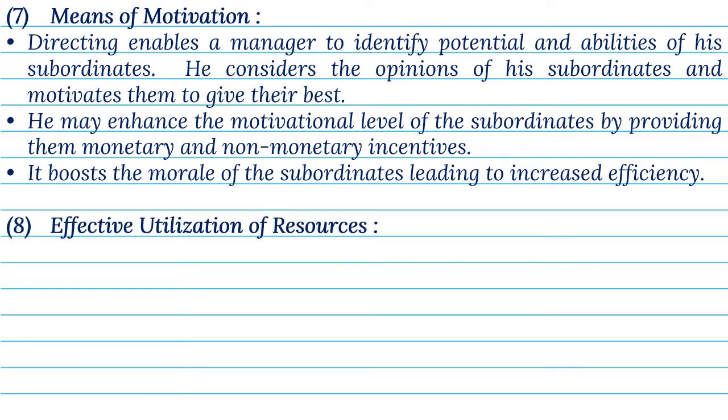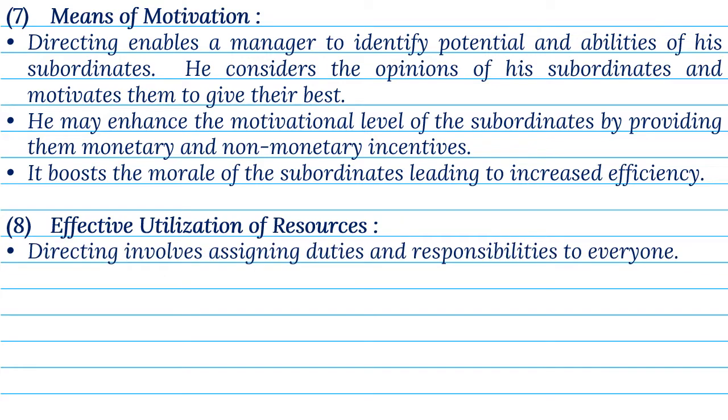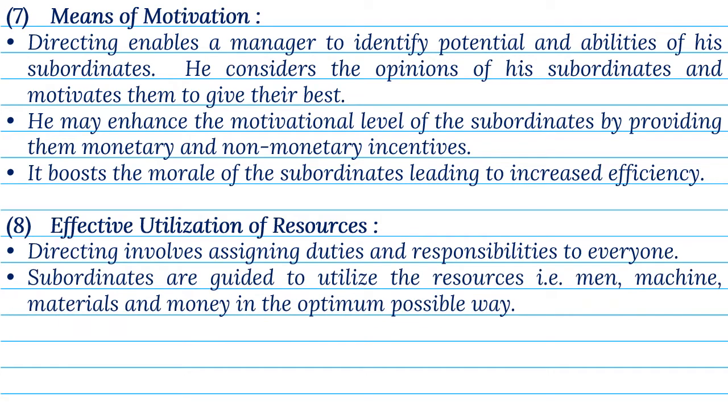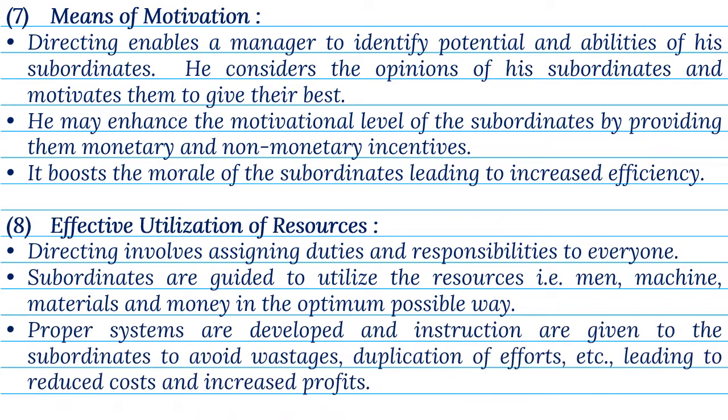8. Effective utilization of resources. Directing involves assigning duties and responsibilities to everyone. Subordinates are guided to utilize the resources, that is, men, machine, materials, and money, in the optimum possible way. Proper systems are developed, and instructions are given to the subordinates to avoid wastages, duplication of efforts, etc., leading to reduced costs and increased profits.